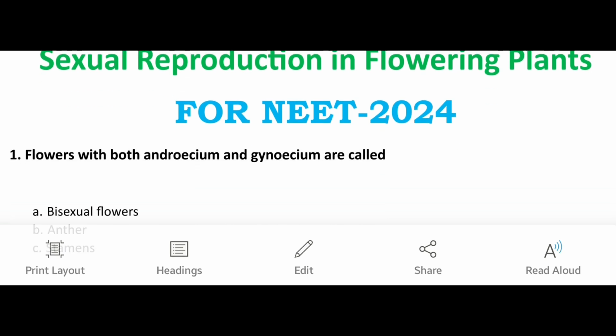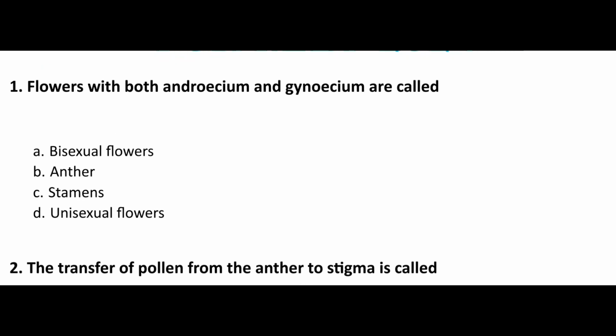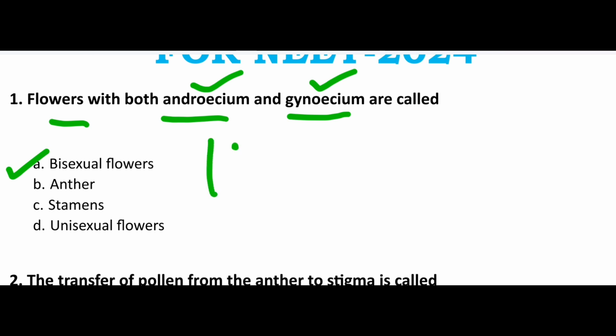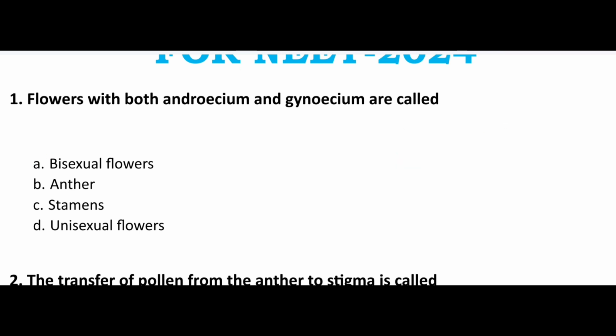So let's start. The first question is flowers with both androecium, that means the male reproductive part, and gynoecium, that is the female reproductive part, are called the bisexual flowers or hermaphrodite. Hermaphrodite is the condition where the plant bears both male and female reproductive parts.